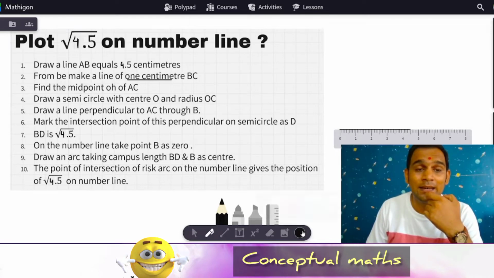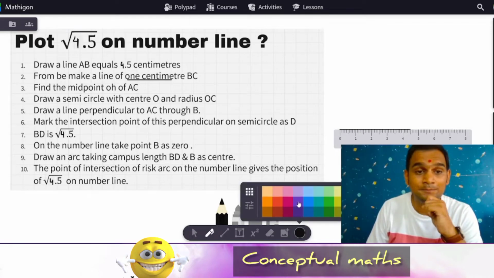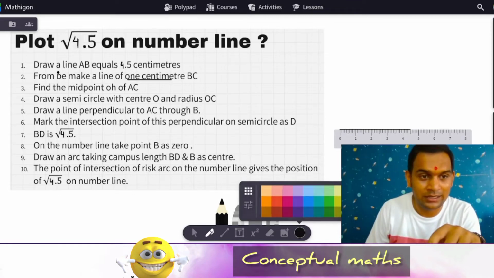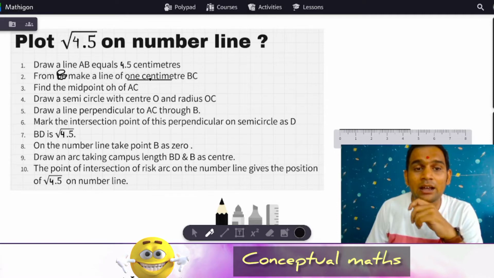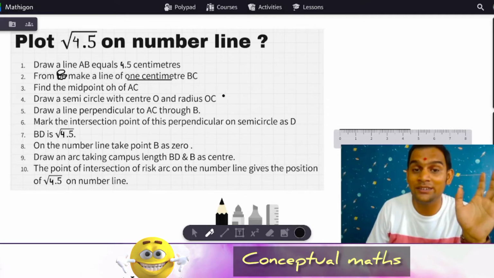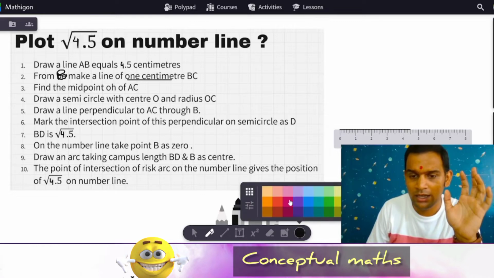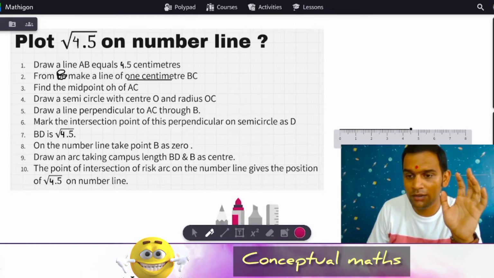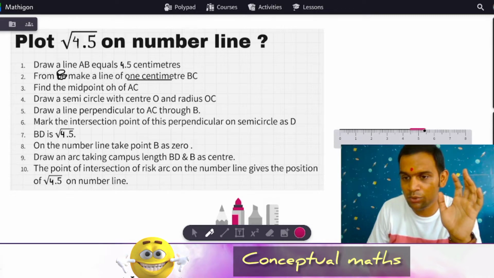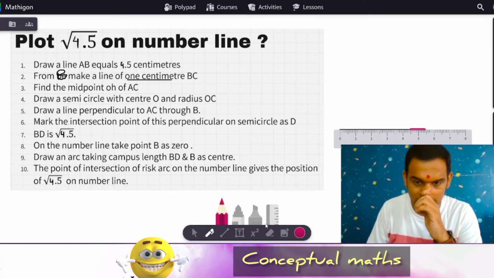Then what is the next step? The next step says draw a line from B. Oh, this is B. From B, make a line of 1 centimeter. That makes it BC. I will name it after a little while. So from this point, we have to make a line of 1 centimeter. I have made it a little bold so that it's very clear to recognize.